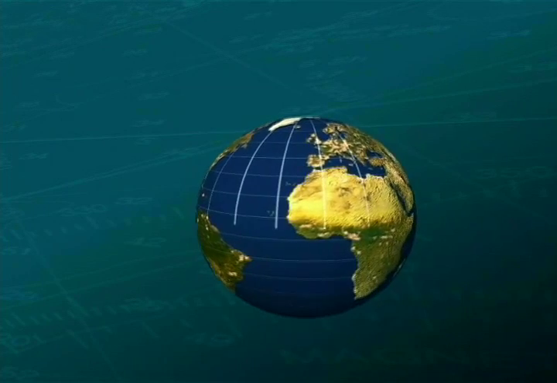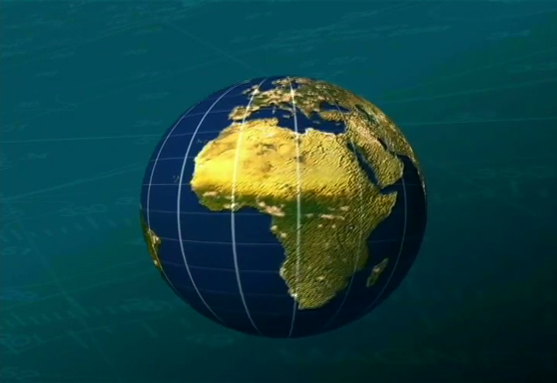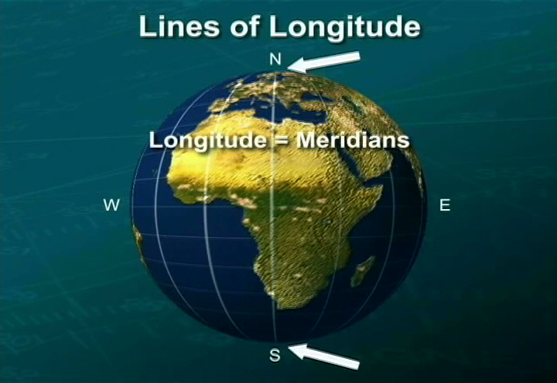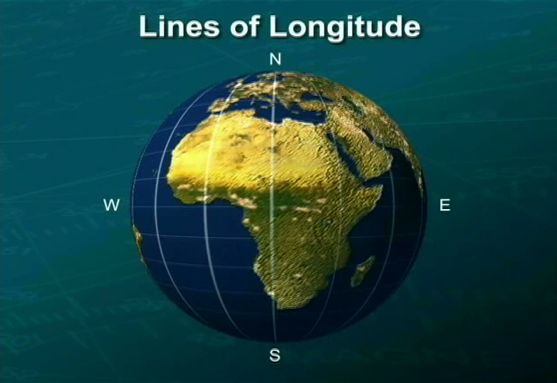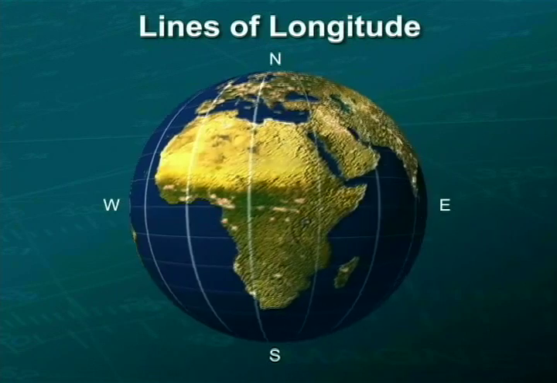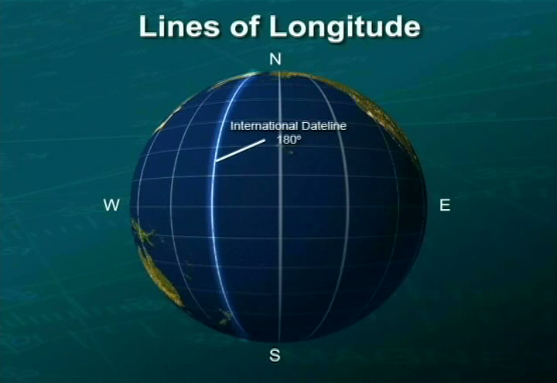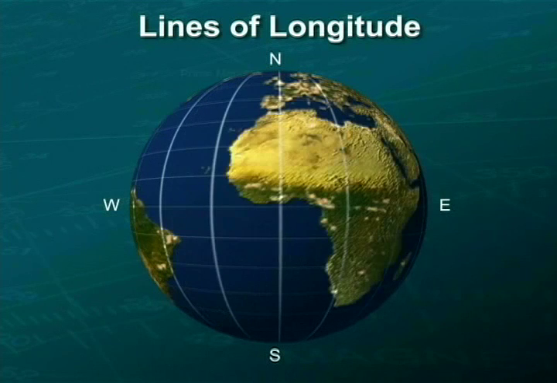Now the lines running up and down the globe look long and are called lines of longitude, or sometimes meridians. And instead of running parallel to each other, they converge and meet at both the north and south poles. They start at 0 degrees at Greenwich, England, also known as the prime meridian, and run east or west from there until they get to the other side of the world at 180 degrees, also known as the international dateline.